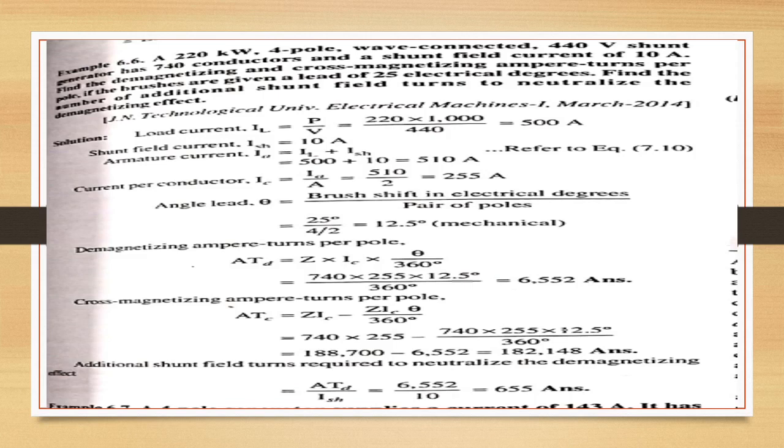So additional shunt field turns required to neutralize the demagnetizing effect is ATD by ISH. That is ATD value we got as 6552 divided by ISH is 10. So 655 is the additional shunt field turns required to neutralize the demagnetizing effect of armature reaction.